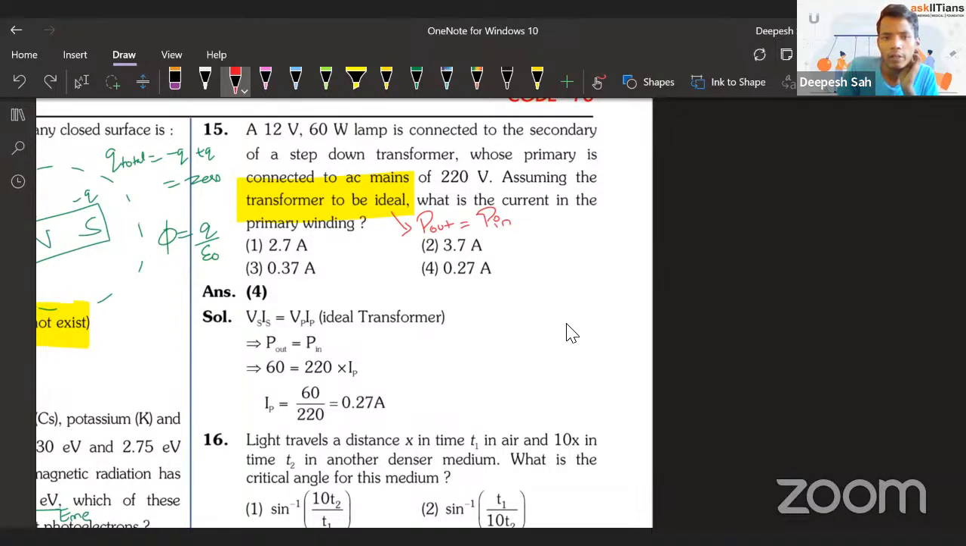What is the voltage? If I talk about the value of output power, the output power is 60 watts. For input power, I do not know the value of power directly, but I know that V input is 220 volts. I input, I do not know, but I can calculate it by putting it into the formula.